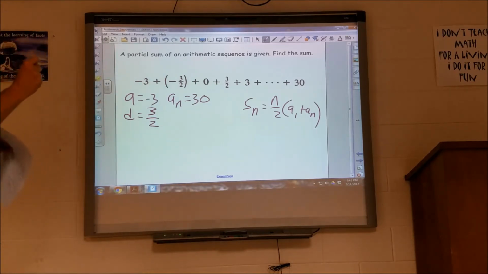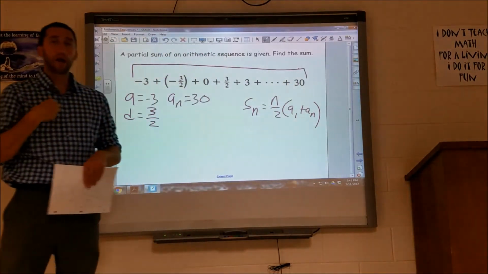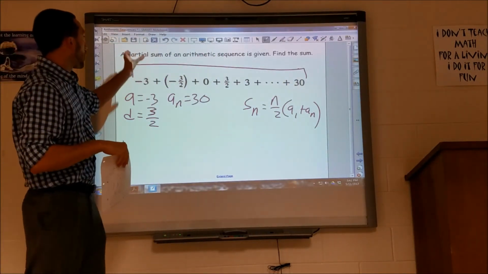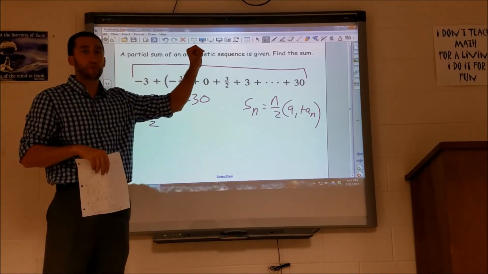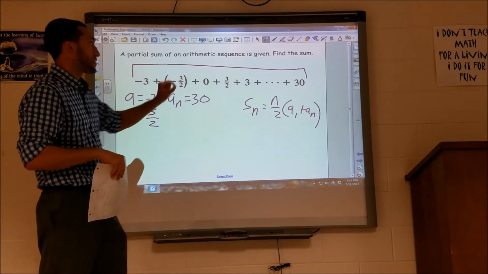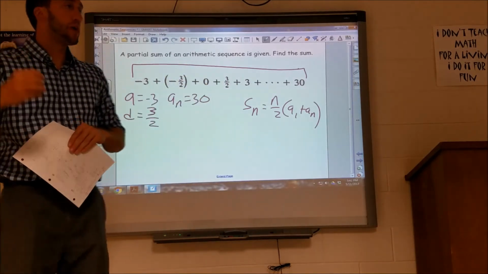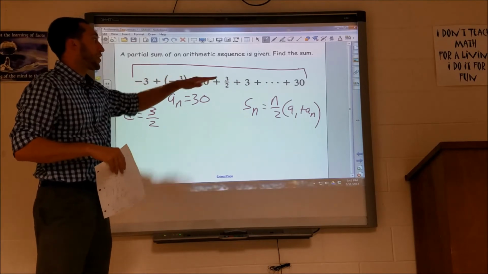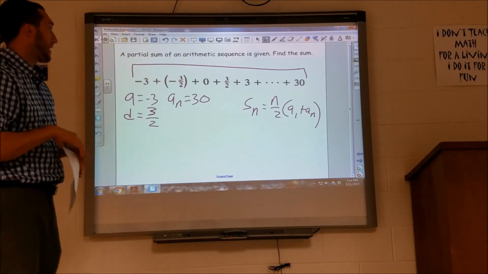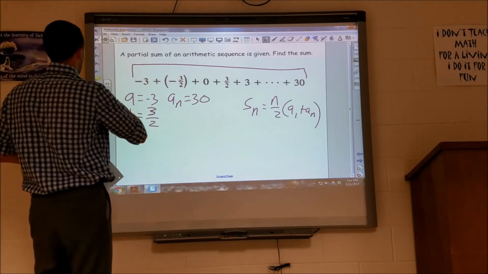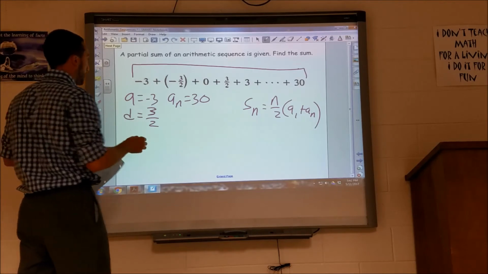So what I have to do now is I have to figure out how many terms, right? Because that's what I really need to know. They haven't told me how many terms there are to get from negative 3 to 30. Now, I could do it by hand and count all the way through, but this is still a small partial sum. Maybe they went all the way up to hundreds, right? You wouldn't want to do that by hand. So, what I need to do is I need to use, again, my first arithmetic sequence formula.